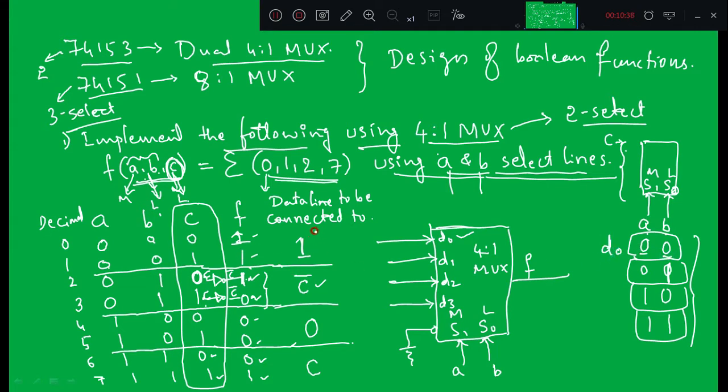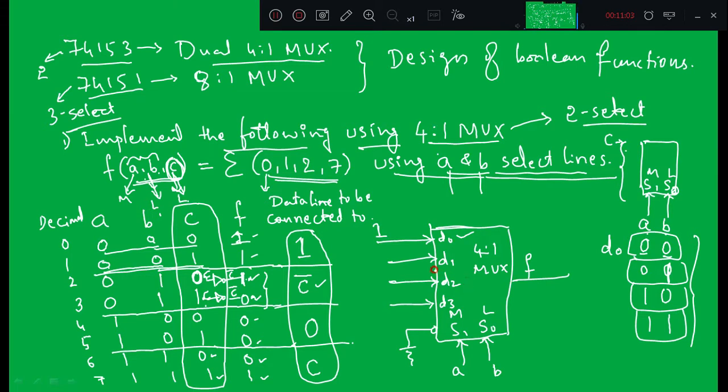So in the given table, the last column you see, right? When D0 is equal to 1, F is equal to 1. That means for these two combinations, 0 0 0 and 0 0 1, the output will remain 0. I'll analyze it once I finish this design.